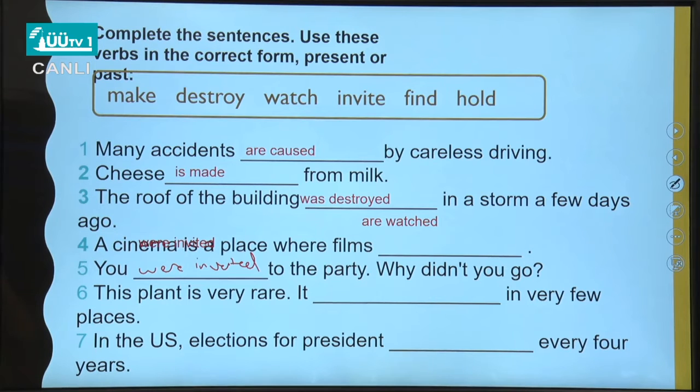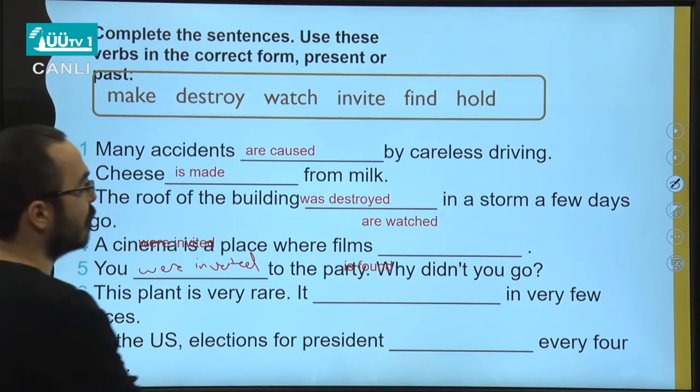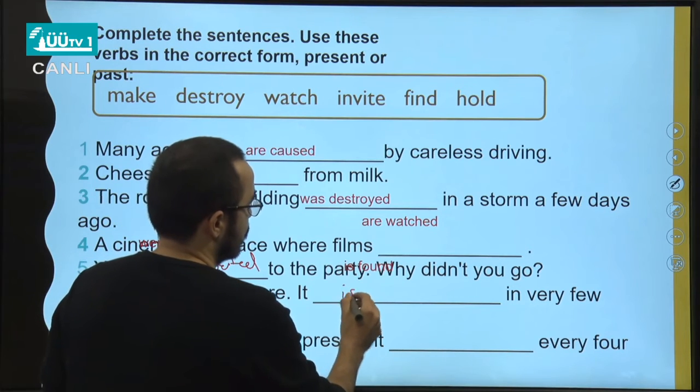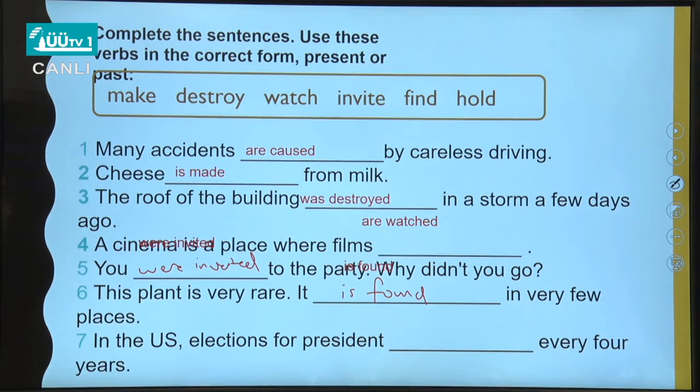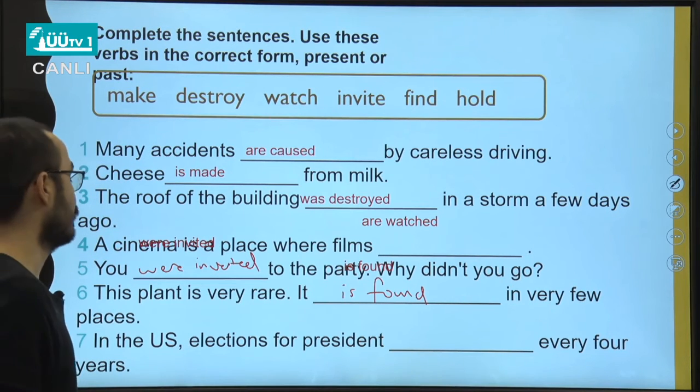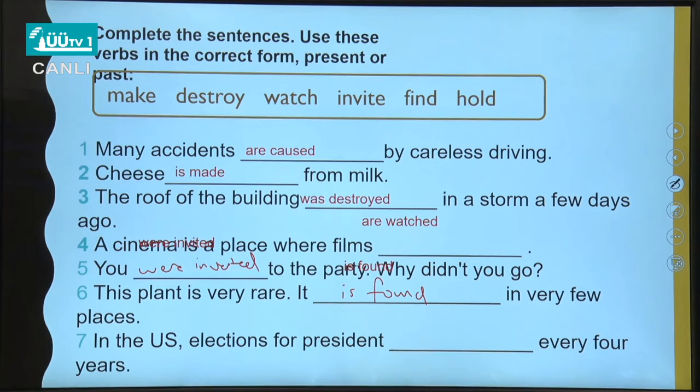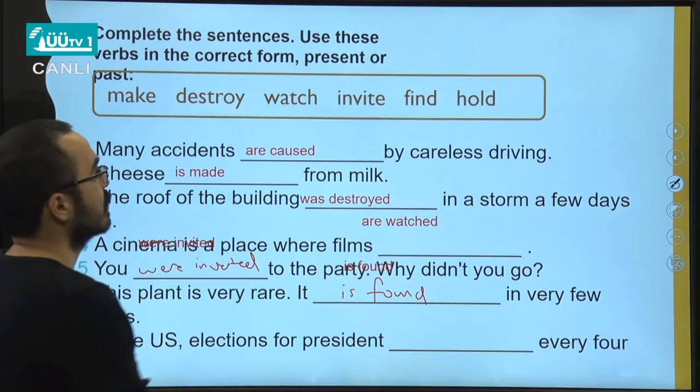Why didn't you go? This plant is very rare. It is found, right? It is found in very few places, right? You can find it in very few places. Instead of saying this, it is found, right? Passive voice. In the US, elections for presidents, what? Hold, right?